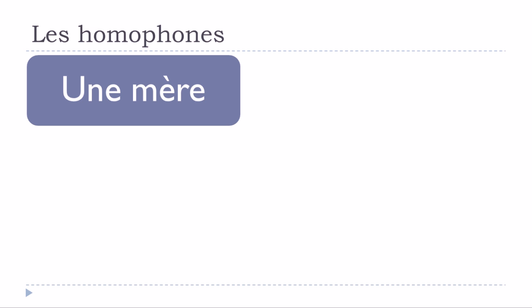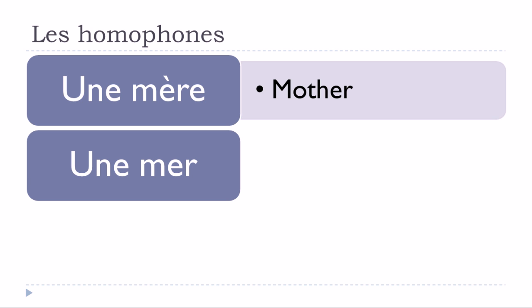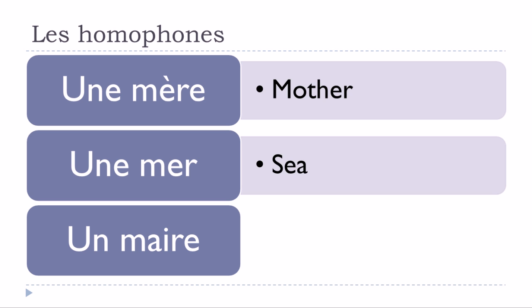Une mère. Une mère. Un maire. Alright, so mère, mère, mère, in both cases. Here you get the feminine form and then here it's masculine. Of course it could be feminine as well because maire can be ladies as well.